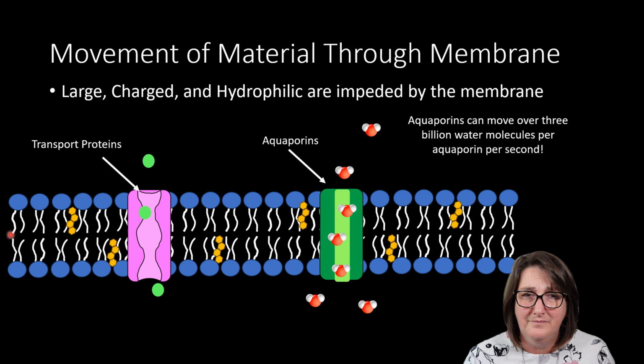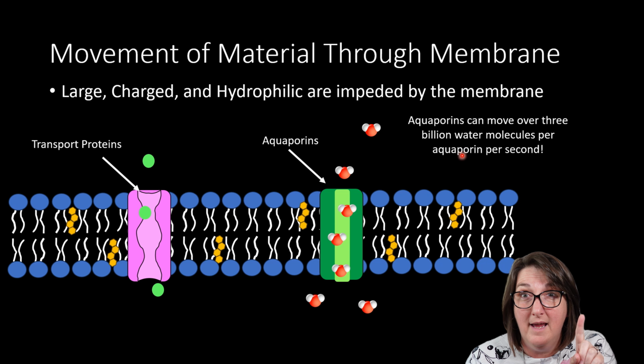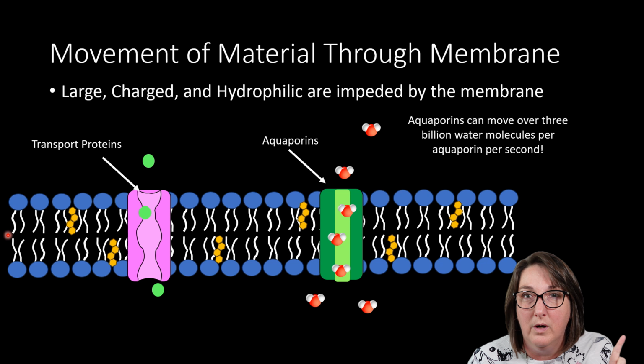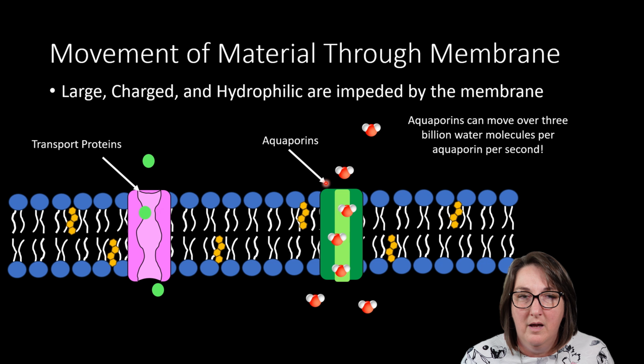I'm talking like they can do over 3 billion water molecules in one aquaporin per second. So you think one Mississippi, boom, 3 billion water molecules just went through one aquaporin. That's not to mention all the aquaporins that are in your cell. So it's really good at transferring material back and forth.